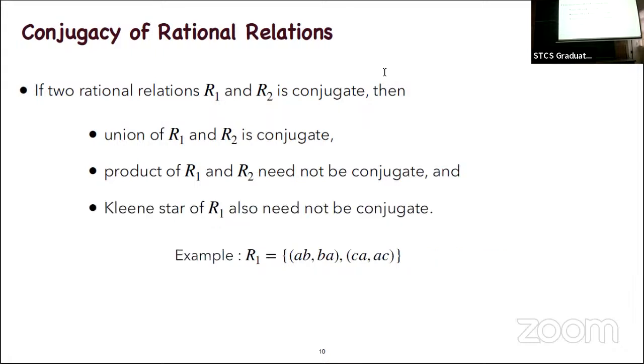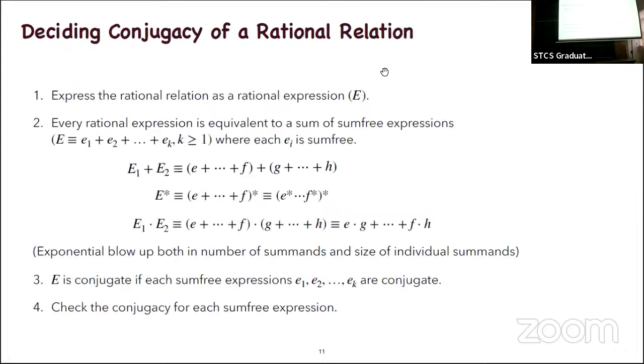Similarly, if this is the case, then the star of the product will not be conjugate, because R1 star contains R1 but not R2. The definition of R1 star is the union over all i greater than or equal to 0 of R1 to the power i. So if R1 is not conjugate, then R1 star also will not be. So therefore the star of the product might not be either. So how are we going to decide? This is our strategy.